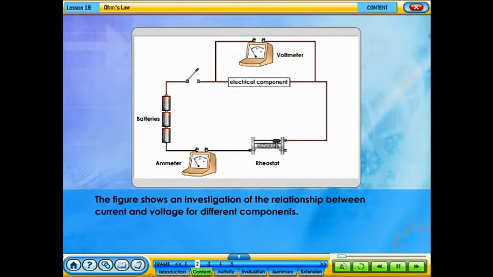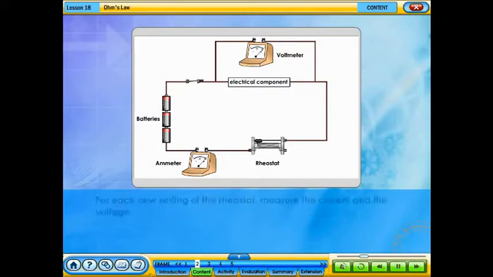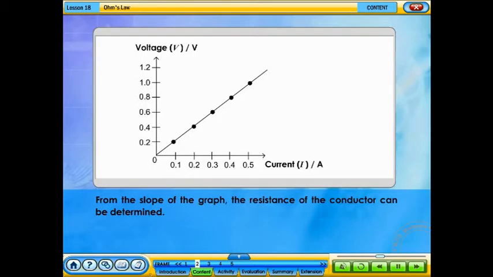The figure shows an investigation of the relationship between current and voltage for different components. When the switch is switched on, record the ammeter and the voltmeter readings. Use the rheostat to vary the current value. For each new setting of the rheostat, measure the current and the voltage. The measurements can be plotted on a graph of voltage against current. From the slope of the graph, the resistance of the conductor can be determined.